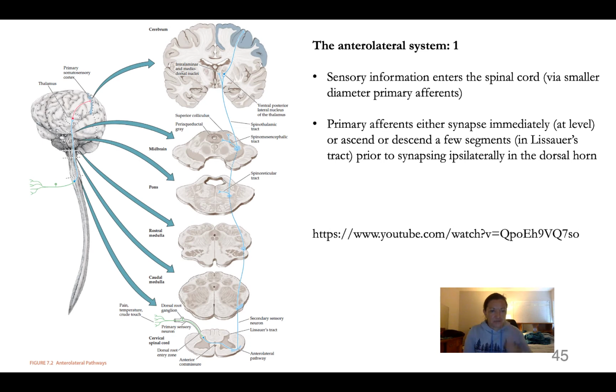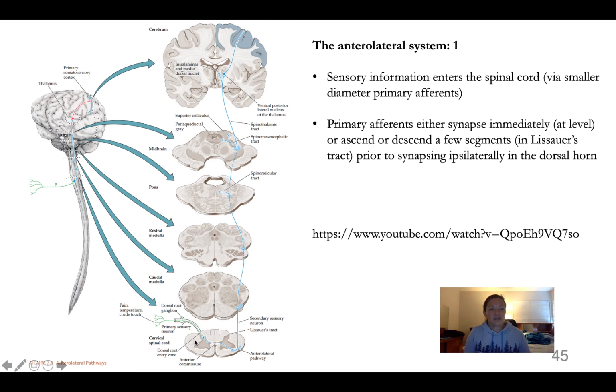So sensory information enters the spinal cord, here's my dog, via small diameter primary afferents, and so enters the dorsal horn, and these tend to be either smaller nerve endings, less specialized, or just free nerve endings in the skin. And they enter, of course, via the dorsal ganglion, but they enter the superficial dorsal horn and either synapse immediately or ascend or descend 1 or 2 levels prior to synapsing.